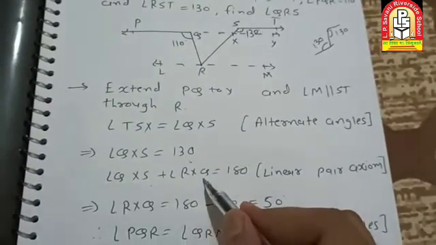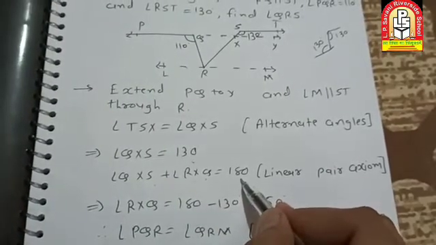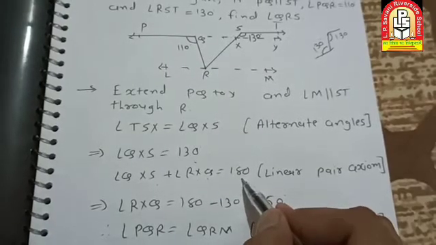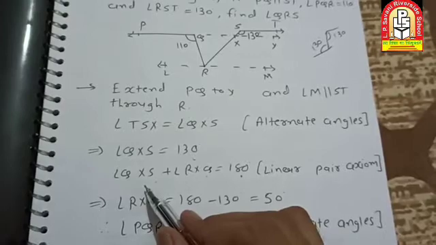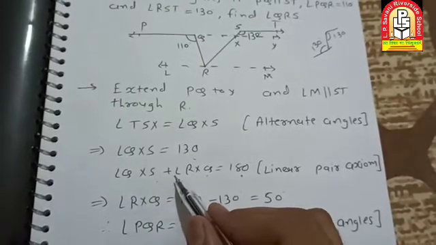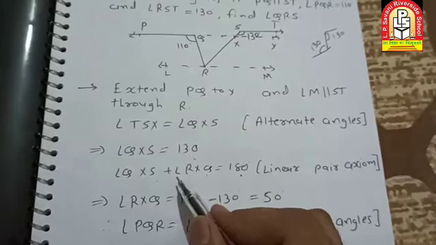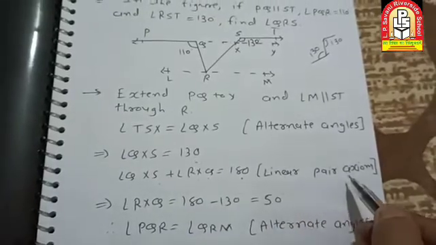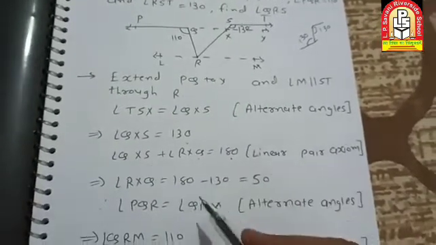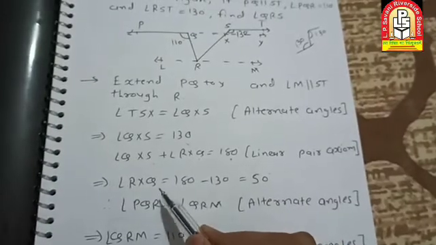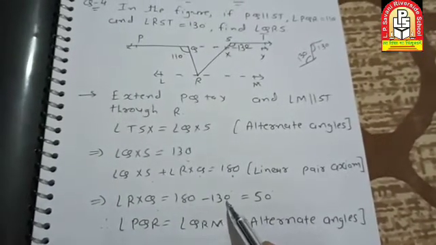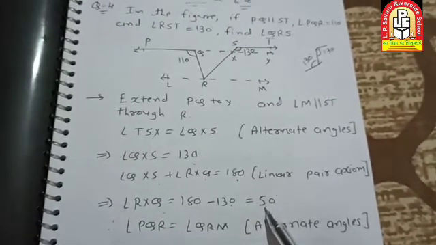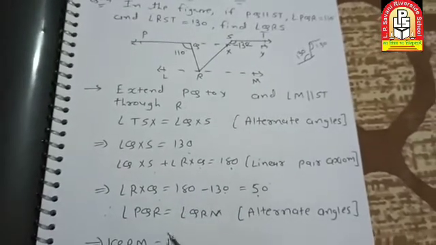QXS plus RXQ is equal to 180. These two are the linear pair axiom. In the linear pair axiom, QXS plus RXQ is 180. After that, RXQ is equal to 180 minus 130, which is 50.